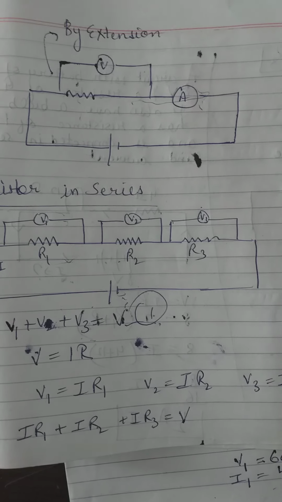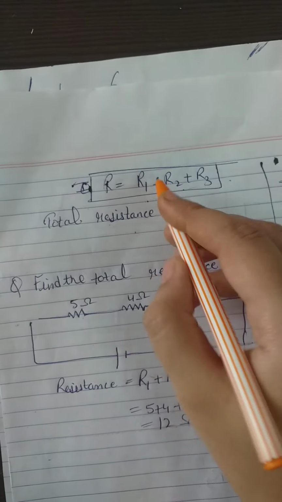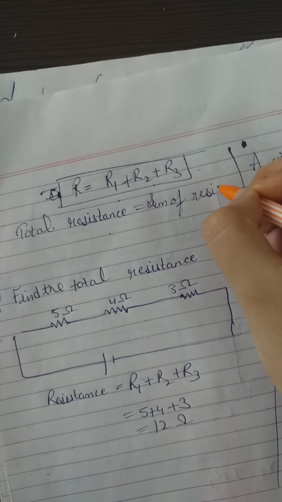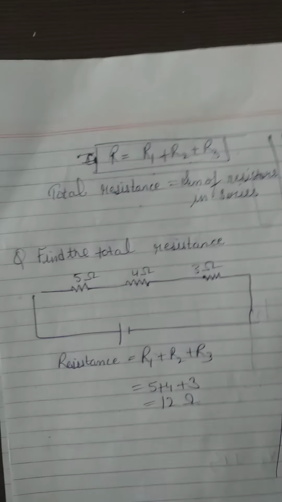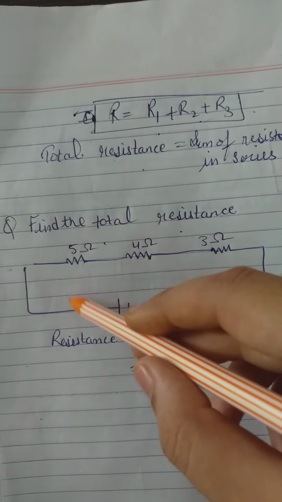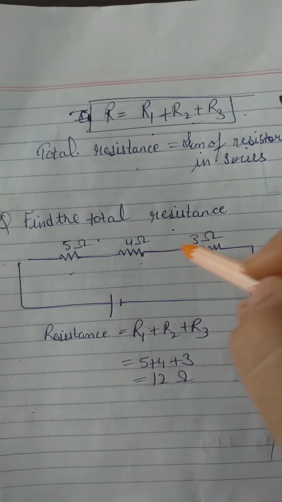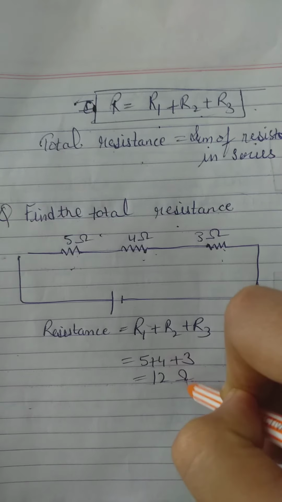So I will cancel out and only the resistors remain. R is equal to R1 plus R2 plus R3. So total resistance is equal to the sum of resistors in series. Next, move on to the numerical related to series. Note this diagram. Please give me the answer: how much is the total resistance? The sum of the resistors in series is 5 plus 4 plus 3, which comes out to be 12 ohm.